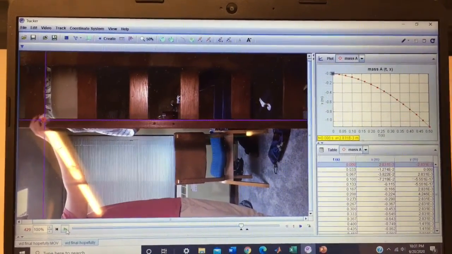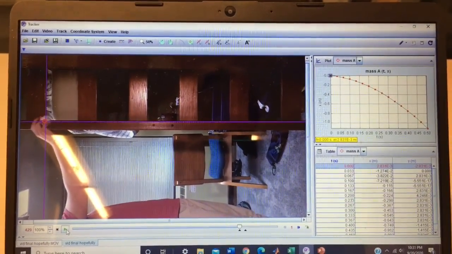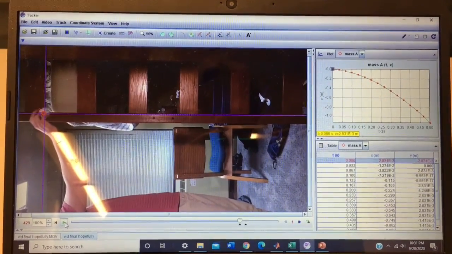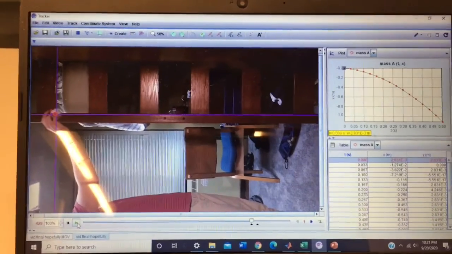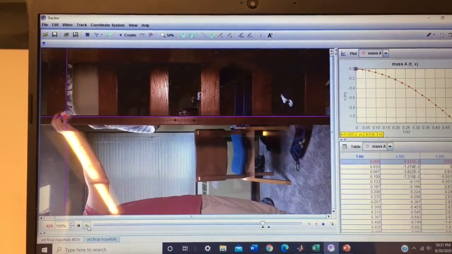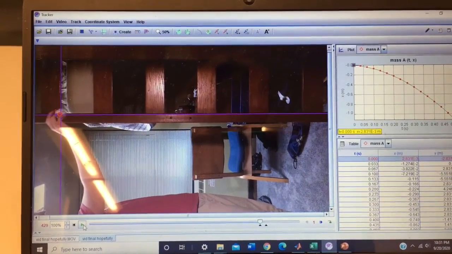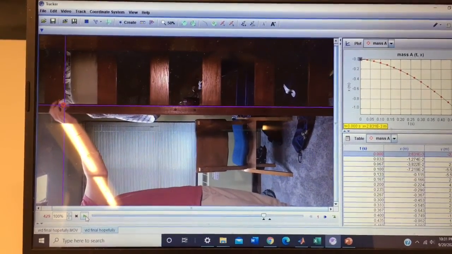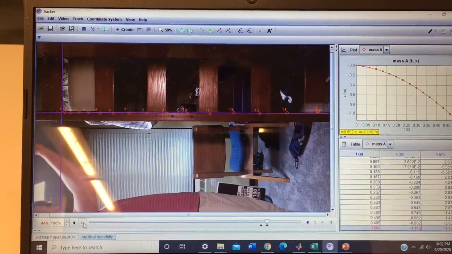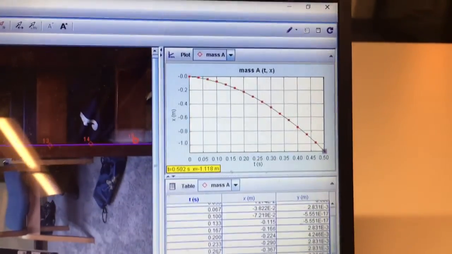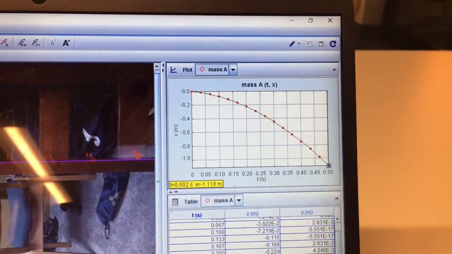Here's the video I took in Tracker. I used a crumpled up piece of paper as an object so that it would experience some air resistance, and the axis is flipped horizontally because that's the way my video was imported. So here's the video running. And here is the position versus time graph that was plotted.